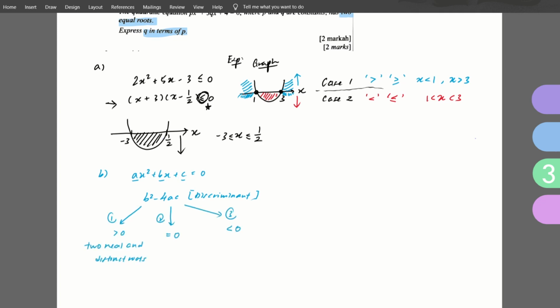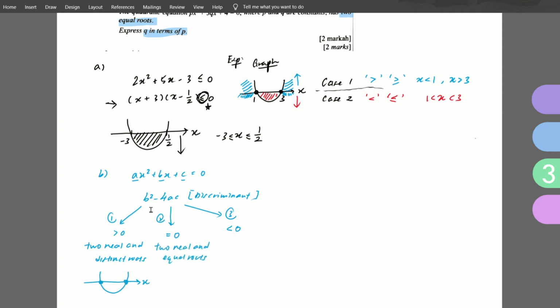For the first case, if we calculate the discriminant is more than 0, this means that this quadratic function has two real and distinct roots. So roots means the number of solutions we found, and distinct means different. So we can use this example in part A, whereby when we factorize, we can see that there are two different x values. If we calculate the discriminant of this quadratic function, we will get more than 0. So the graph would be something like this. The curve will intersect the x-axis at 2 points.